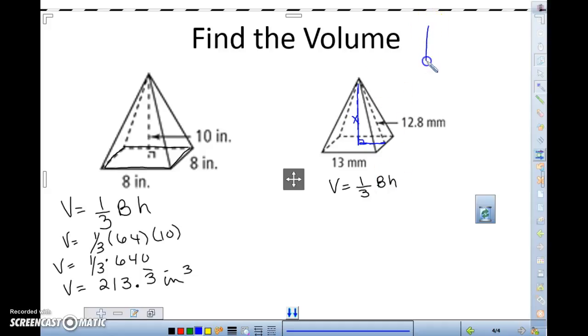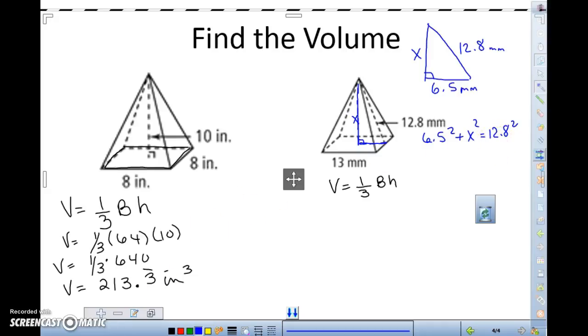So if I redraw that blue triangle out here, this is 12.8. We don't know what this is. How far is it from the middle to one of the triangles? Right, half of 13. Everybody see that? This is in millimeters. All right, so how do we find the third side of a right triangle? There you go, Pythagorean theorem. Okay, so 6.5 squared plus x squared equals 12.8 squared. Remember that the hypotenuse has to go in for the c value.